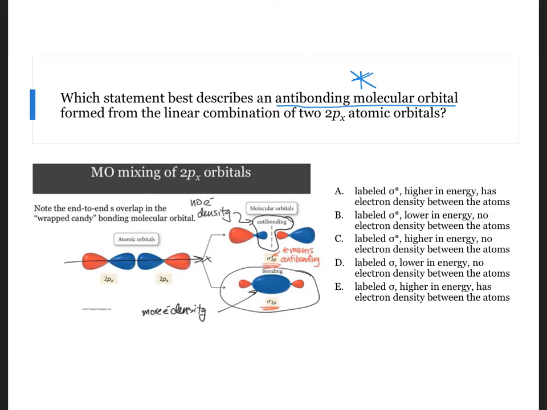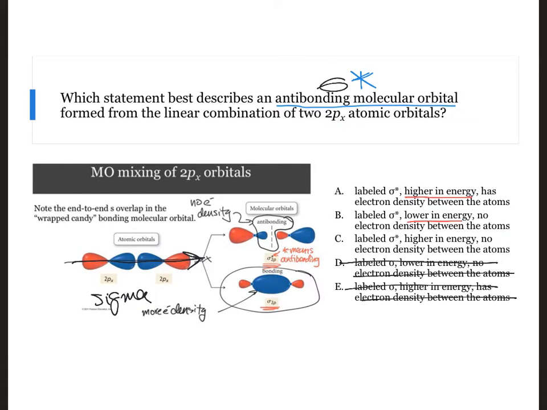So right away, my inclination is to go down here and look at everything that doesn't have a star and go ahead and just cross it out. Okay. And then we see that we have this head-to-head overlap, which we know is going to be sigma bonding. All right, everything's still sigma, so we're looking for that sigma star now. And then the next piece to analyze here, is it going to be higher in energy or lower in energy?